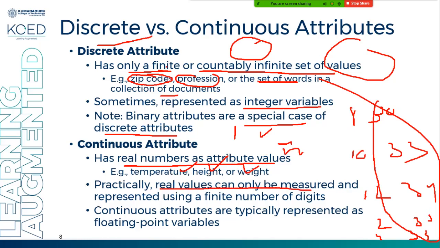Practically, real values can only be measured and represented using a finite number of digits. Continuous attributes are typically represented as floating point variables. Discrete attributes are represented by integer variables, and continuous attributes are represented by floating point variables.